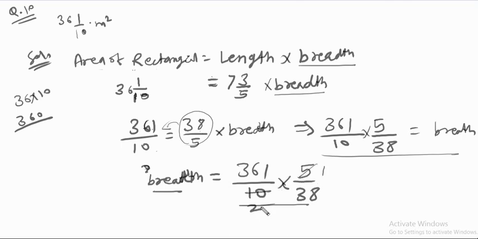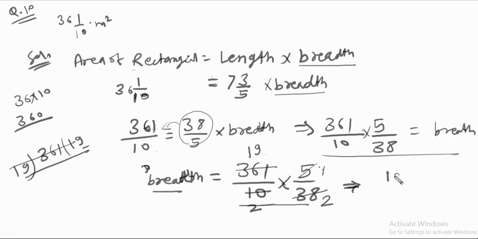5 ones are 5, 5 2s are 10, and this will cut by 19. If you divide it by 19, then 19 will come, right? So 19 2s are 38 and 19 19s are 361. You can divide it at home, it will come 361, right? Now breadth is equal to 19 into 1. Here 1 is remaining, so 19 into 1 will be equal to 19. Here this 2 and this 2 will be equal to 4. 2 2s are 4, right?